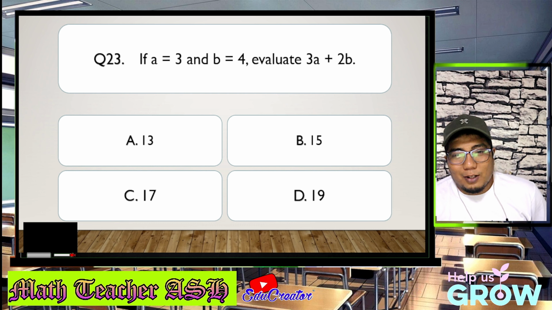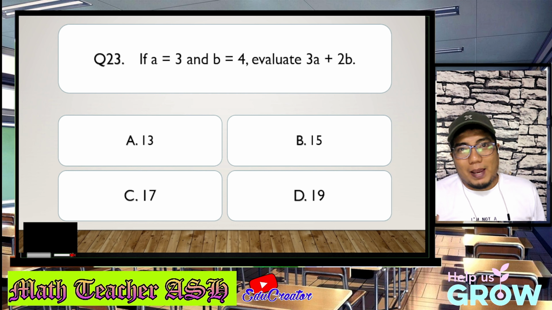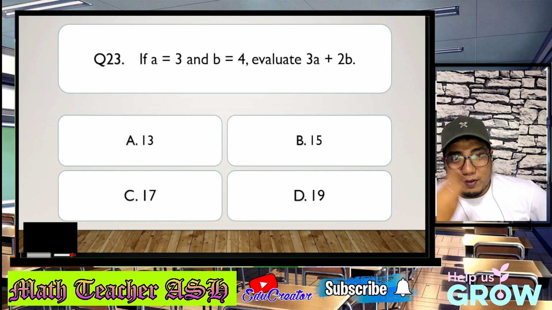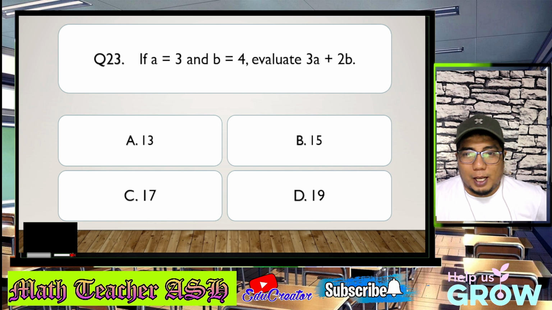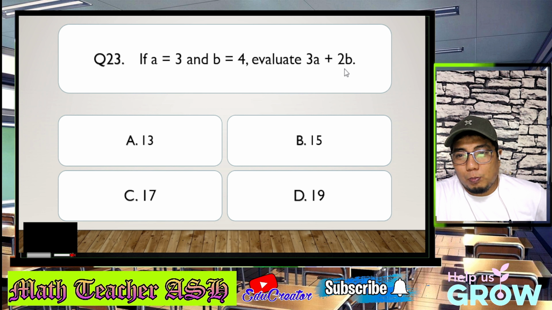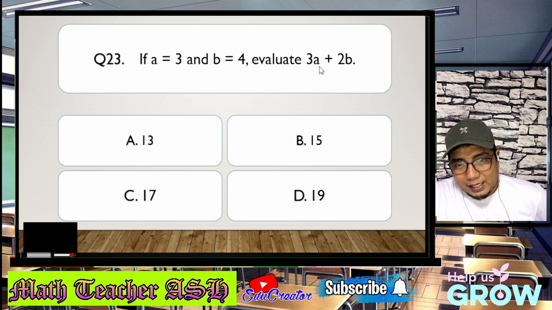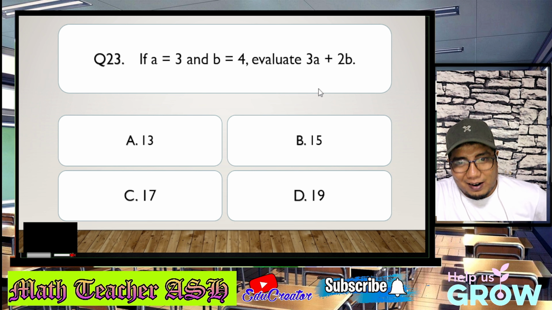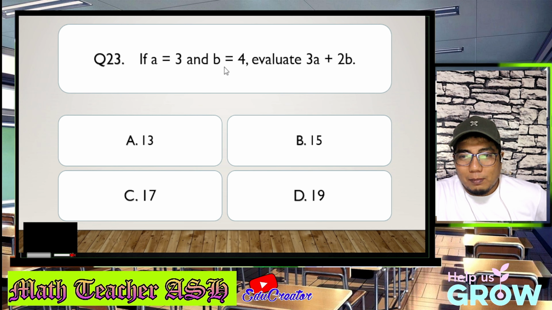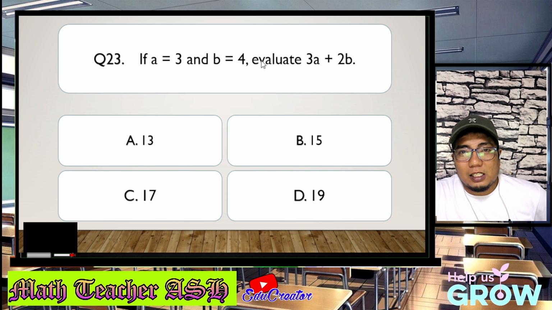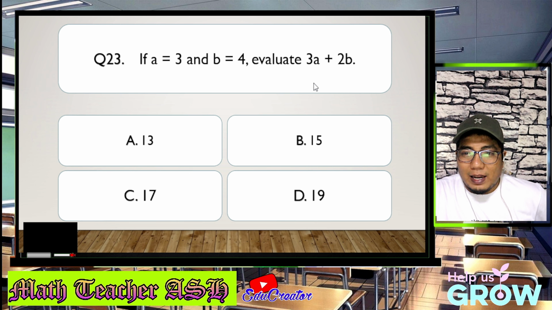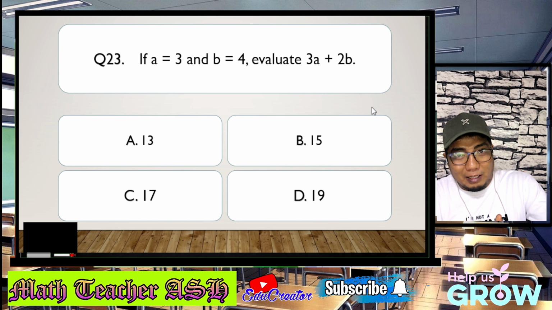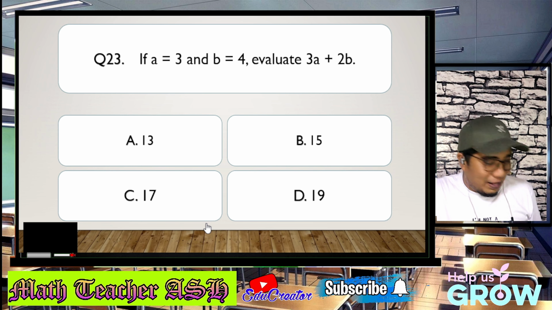All right, my dear math learners, let's try to solve this without using pen and paper. The technique here is to substitute the values of A and B into our given expression. So we have 3A plus 2B. 3A means 3 times A, and our A is 3, so that is 3 times 3, which is 9. Then we have 2B, 2 times B. Our B is 4, so that is 2 times 4, which is 8. So we have 9 plus 8. What is the value if you add 9 and 8? The correct answer is 17.